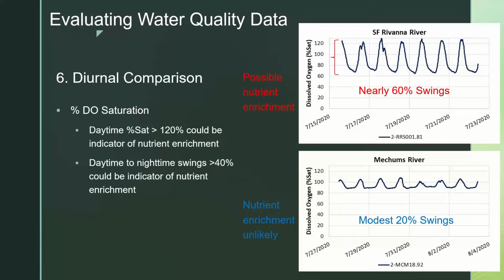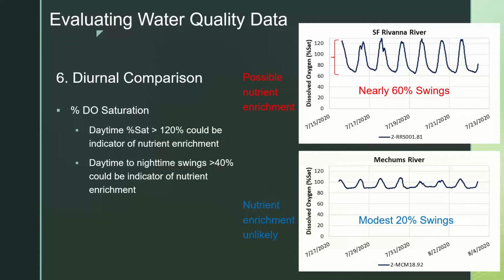In this case, in the South Fork Rivanna, during most days in the summertime, there's actually more dissolved oxygen in the water than should be there, given the temperature, which means algae are definitely photosynthesizing and producing that extra oxygen. Now, the flip side of that is that at nighttime, you're probably going to get lower swings. And so in this case, it's swinging almost 60% from daytime to nighttime.